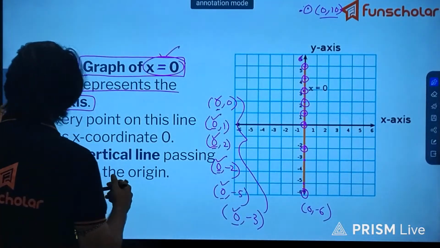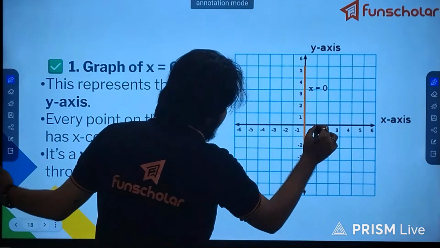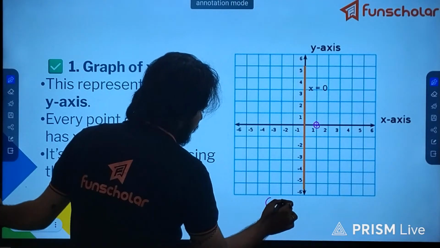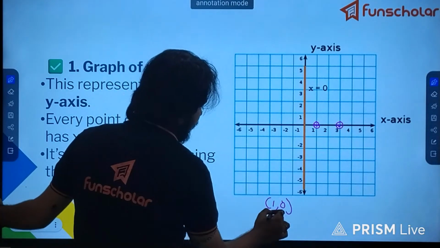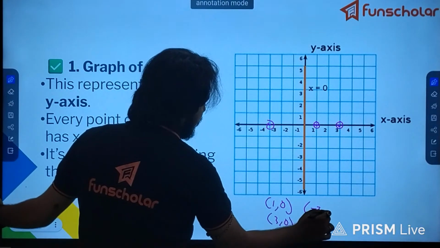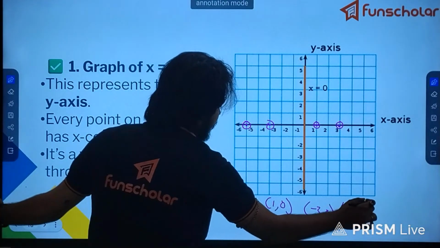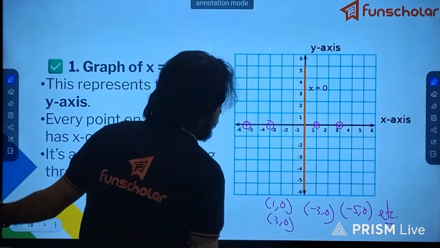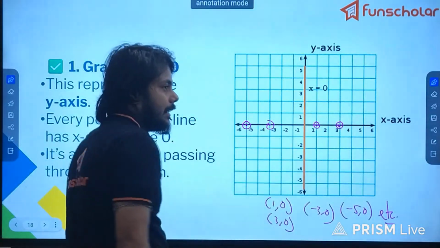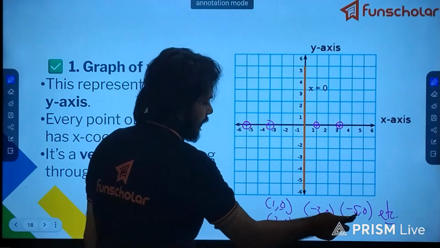Similarly, if I ask you the coordinates of this point, you will say 1 comma 0. This point, 3 comma 0. This point, minus 3 comma 0. This point, minus 5 comma 0, etc. Now see, any point that lies on the x-axis contains the 0 ordinate.